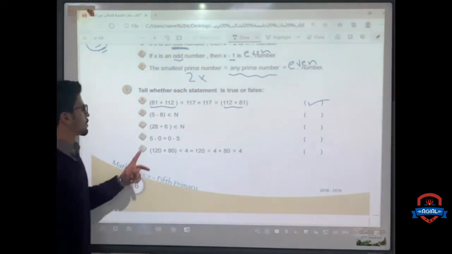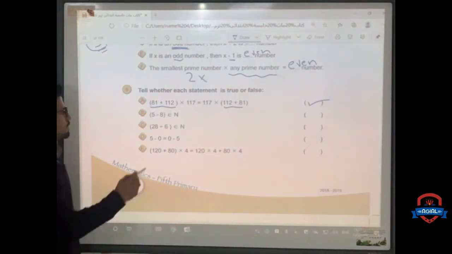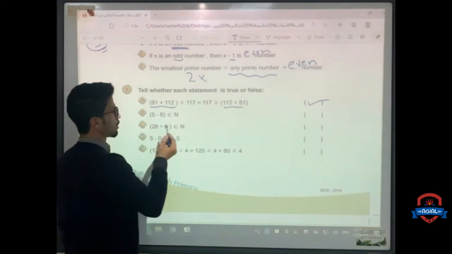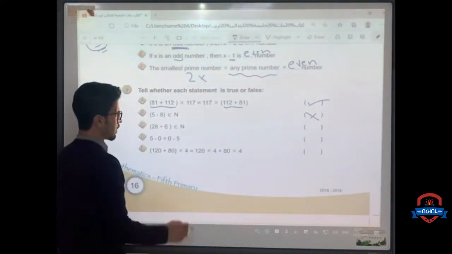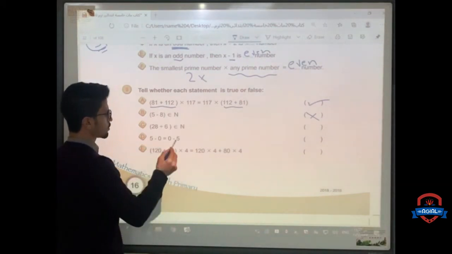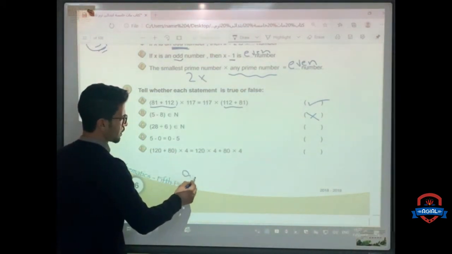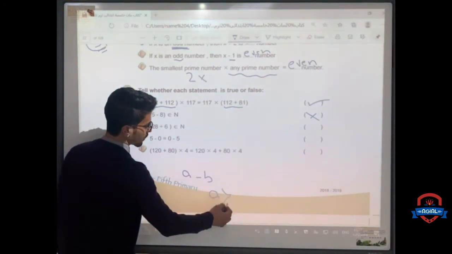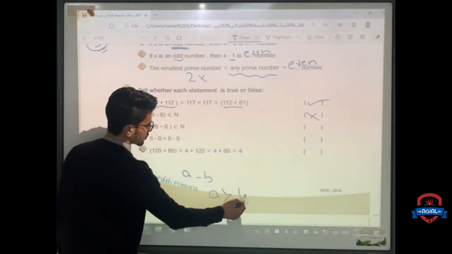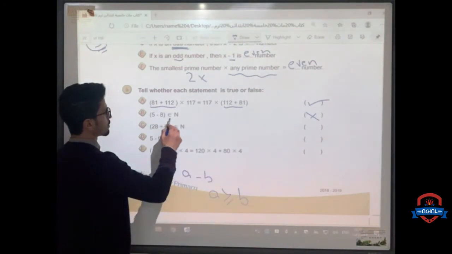Okay, and letter B, we have 5 minus 8 belongs to N. No, this is false, because if we need to subtract any two natural numbers like a and b, a should be more than or equal to b. So this statement is false.